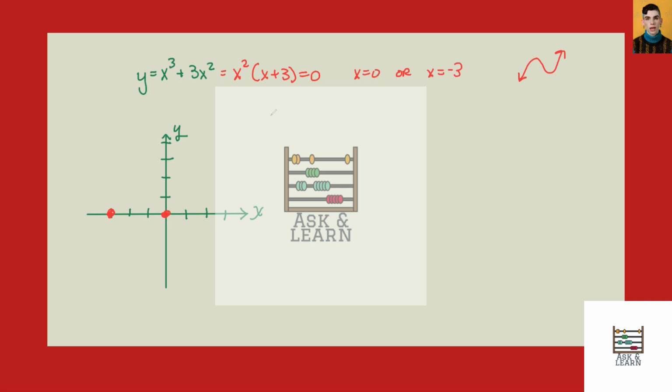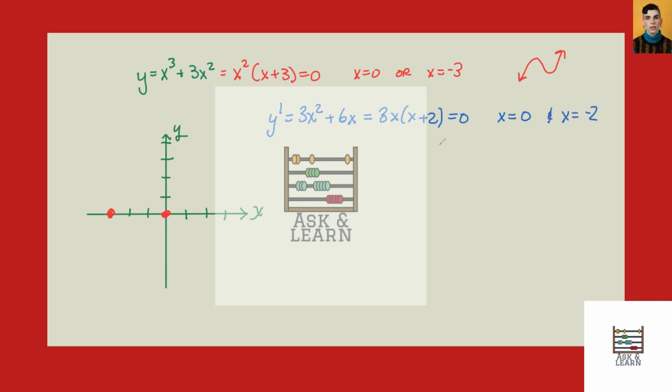So let's keep going and find the first derivative. First derivative will be by power rule, 3x squared plus 6x. I can factor out a 3x, giving me x plus 2. And if I set that equal to 0, we find out that we have critical points at x equals 0 and x equals minus 2.